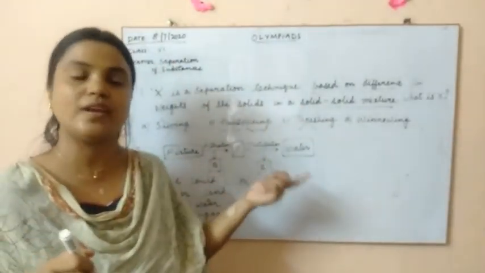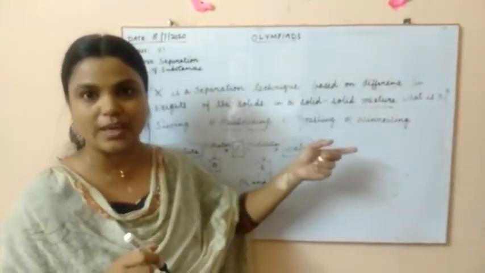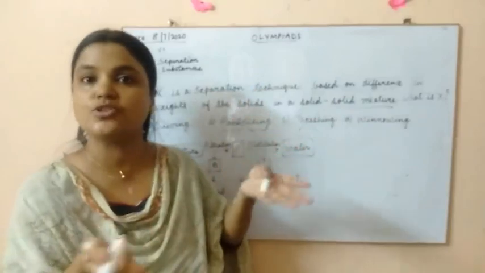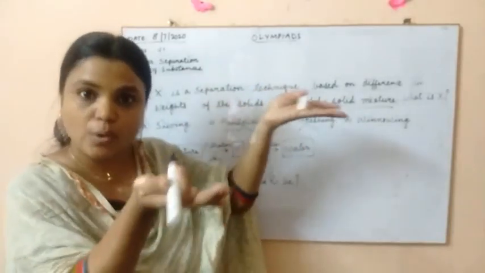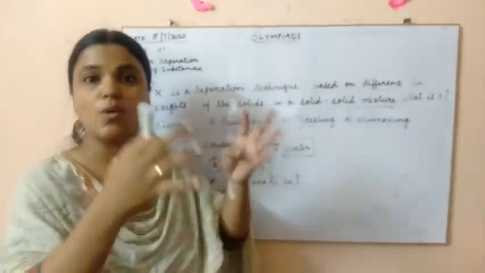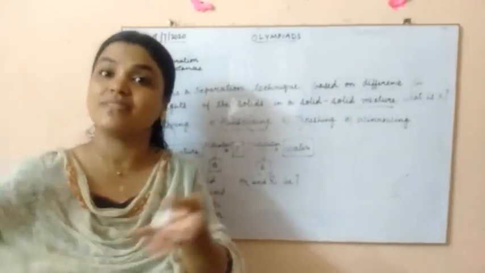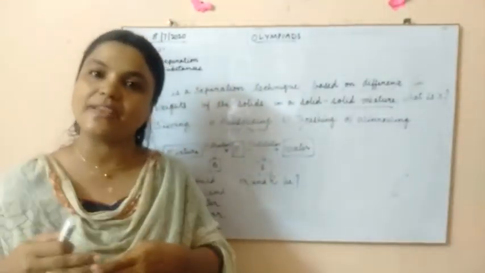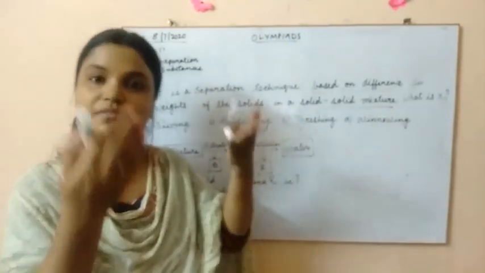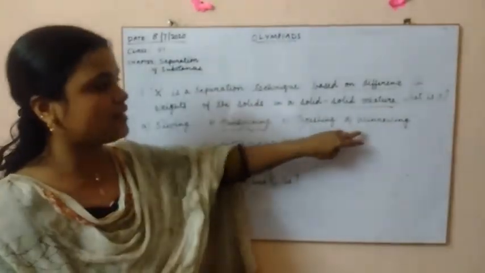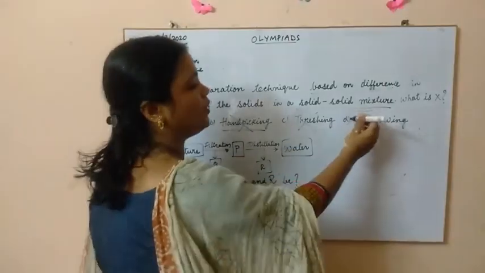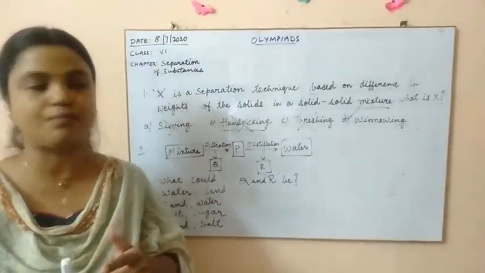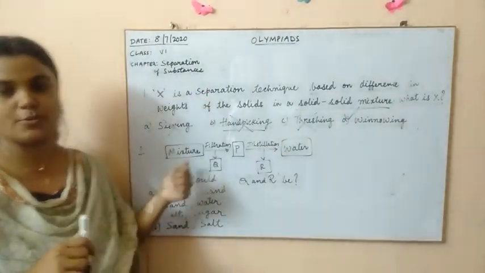So what are we left with? We are left with winnowing. You remember winnowing, they stand and they separate the mixture of husk and grains by pouring from a height, right? So what happens? Lighter particles, that means which are lesser in weight, they will be carried away by the wind, and those which are heavy, they fall down. So what is the correct option here? It's winnowing. So this is the right option. You understood, children? Let's go to the next question.